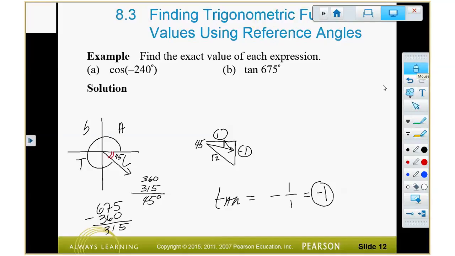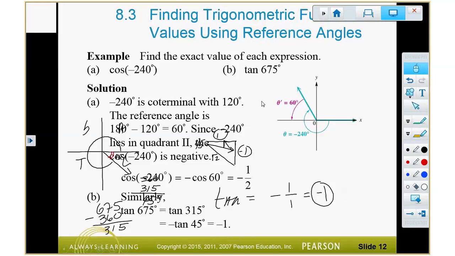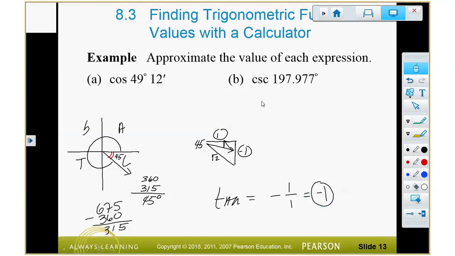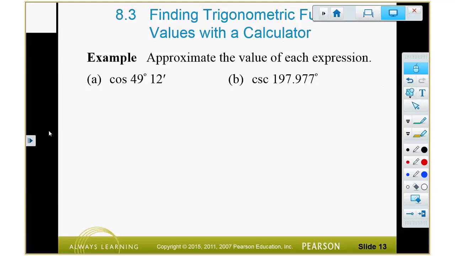Next. Oh, we have to go through and see if we're right. Did I get it right? Oh well, I don't know if we got it right or not. Approximate the value. Now this one, approximate means you're going to use what? A calculator. So you can just punch these in. I'll put some of these on the test, but if you miss them, you don't what? You don't tell anybody. Okay?